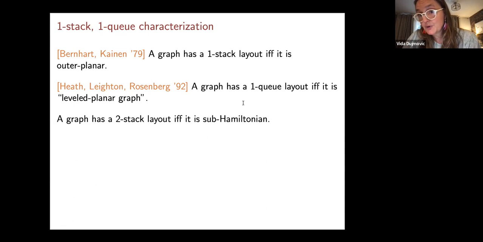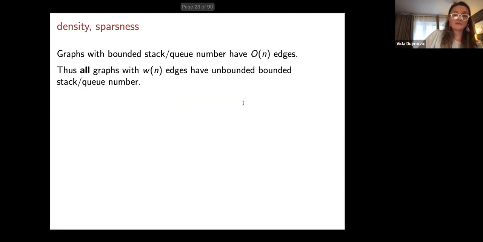stack graphs are Hamiltonian, because remember you are drawing vertices on a line, and if you're using two stacks, you can add all the edges on the line and make a graph Hamiltonian without introducing extra crossings. So 2 stack graphs are subgraphs of Hamiltonian graphs.